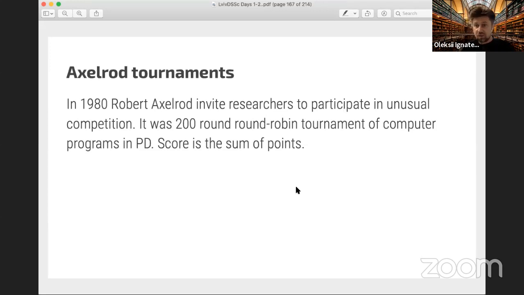Surprisingly, in the first tournament, there were about 20 different programs, and some strategies were really complicated, with Bayesian formulas and gathering data about others. But the winner was tit for tat, almost the simplest possible program.